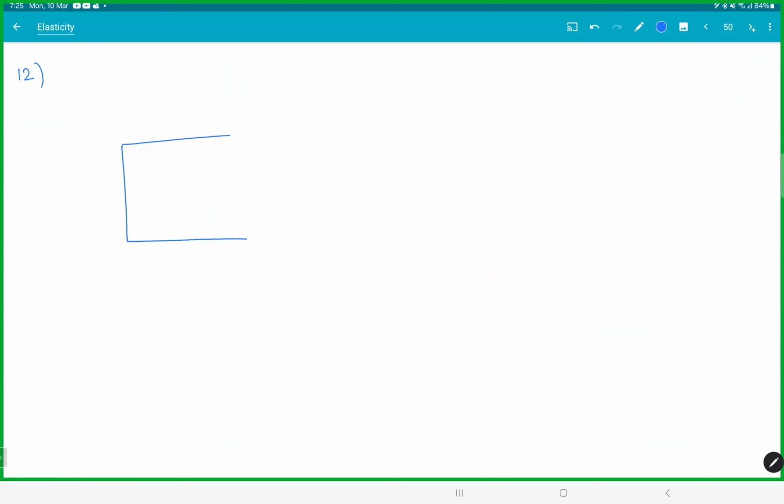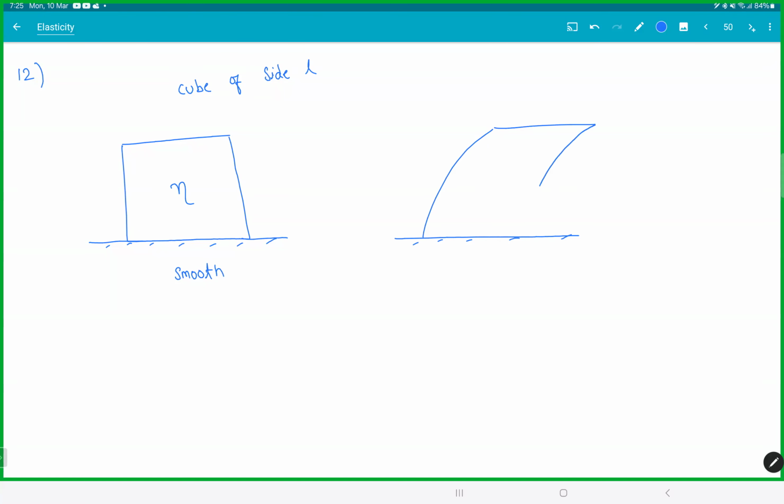We have a cube here on a smooth surface. This is the cube of side L. The rigidity modulus is eta. So there's no force initially, it is fine. But now when you apply force, again, I'm exaggerating the figure, the cube doesn't look like a cube anymore.